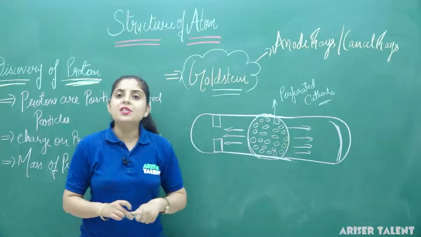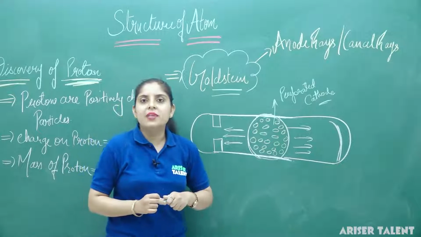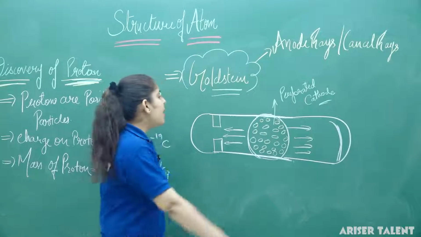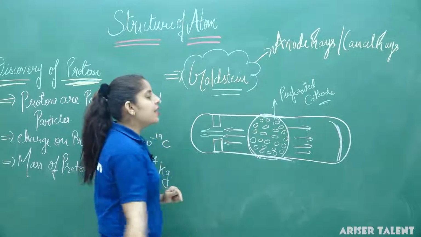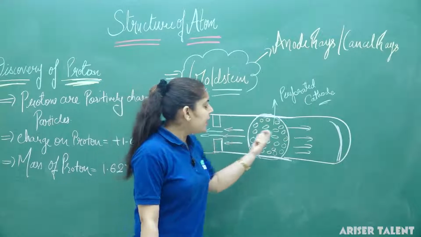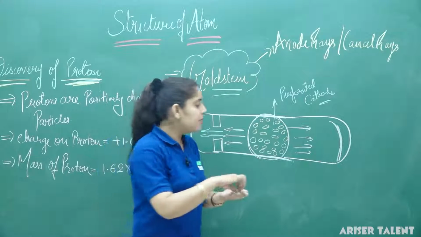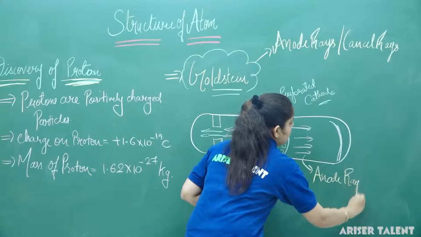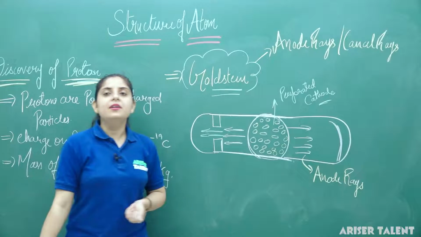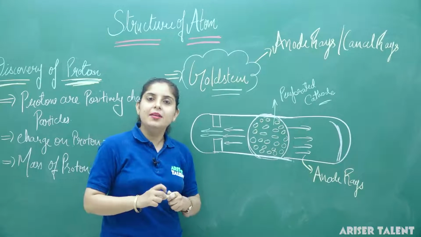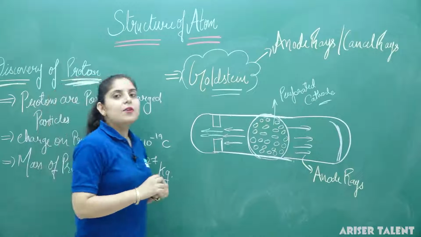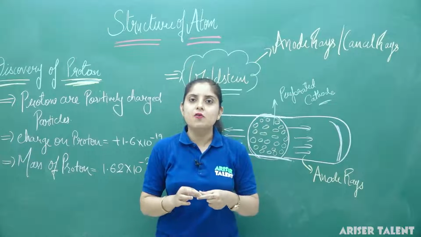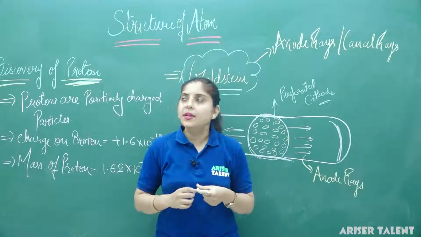In the presence of the perforated cathode, he observed that some rays move in the opposite direction. He saw that apart from moving in this direction, there are some special rays which are deviating in this direction, and he termed this type of rays as anode rays and canal rays, and after that the discovery of the proton was made. After this discovery of the proton using the perforated cathode, he also found some characteristics of the canal rays. So, what are these properties of canal rays?